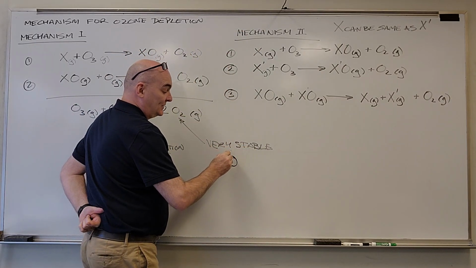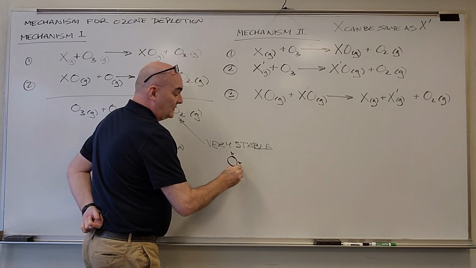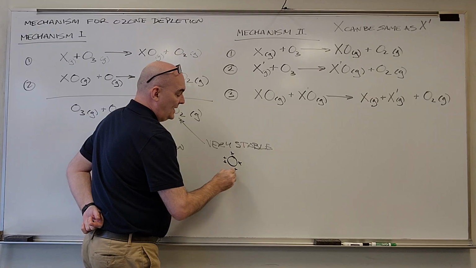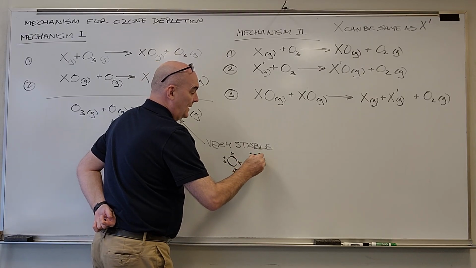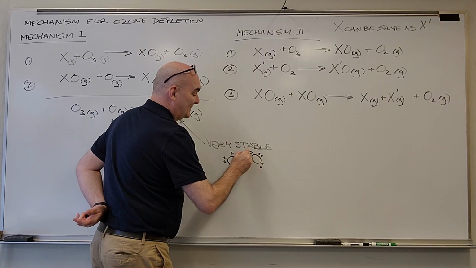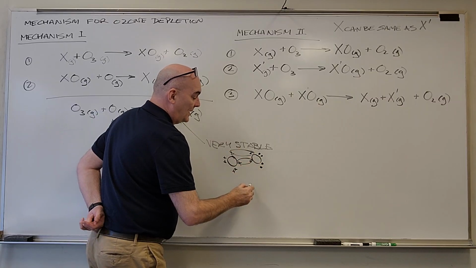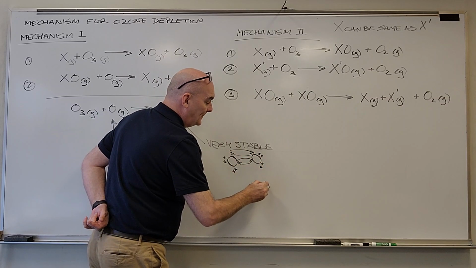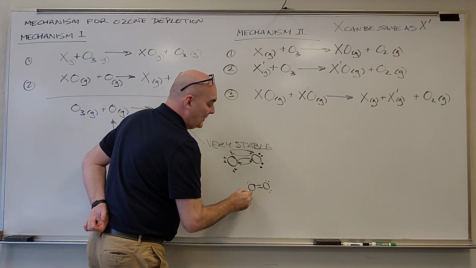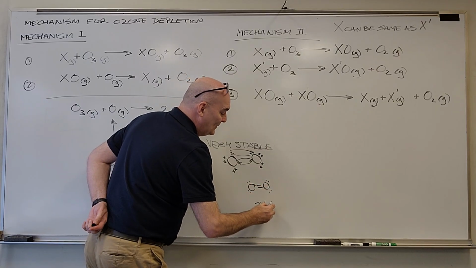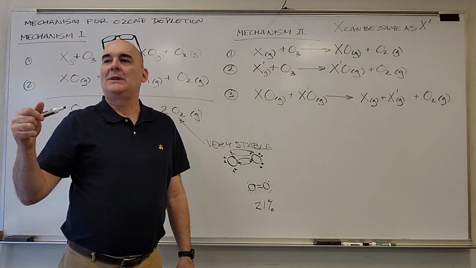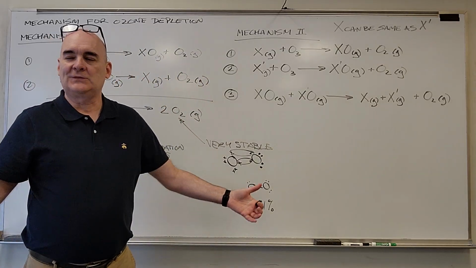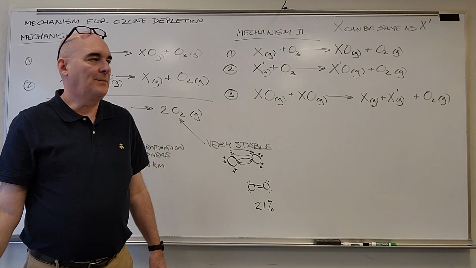Oxygen, group 6. 1, 2, 3, 4, 5, 6. I'm going to make a bond here, make a bond there. Double bond. Okay? The fact that it has this double bond makes it be 21% of the Earth's atmosphere. If it's abundant, that must mean it's stable.